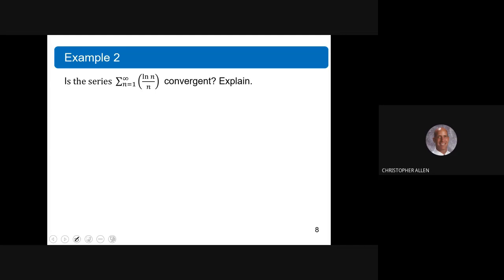Is this series convergent? And then it says explain. What's your gut instinct on this one? Just looking at it, what's your gut instinct? Do you think it converges or diverges? You may not even be able to have a guess.